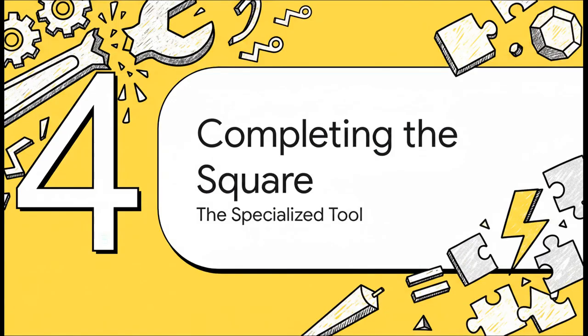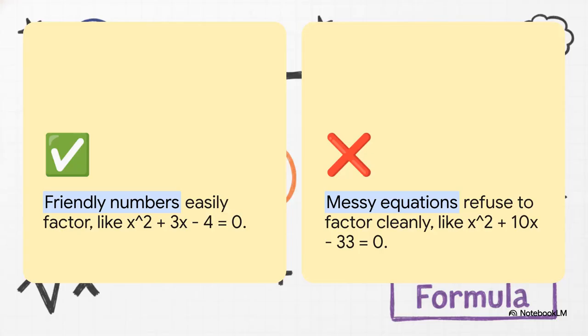Section 4. Completing the square. But as we all know, math doesn't always hand us friendly numbers. So what happens when our trusty wrench fails us and the numbers absolutely refuse to factor cleanly? Take a really stubborn equation, like x squared plus 10x minus 33. You literally can't find 2 nice integers that multiply to negative 33 and add up to 10.